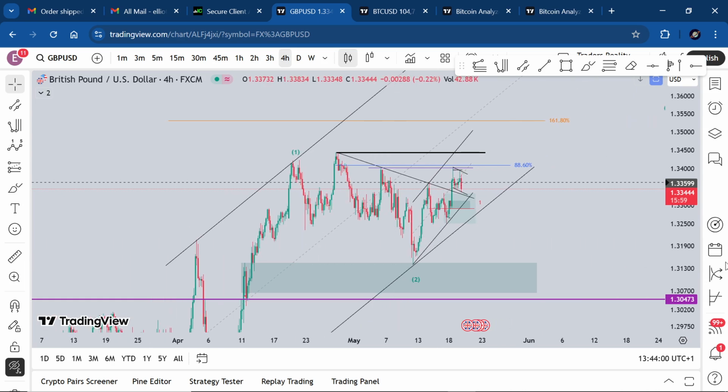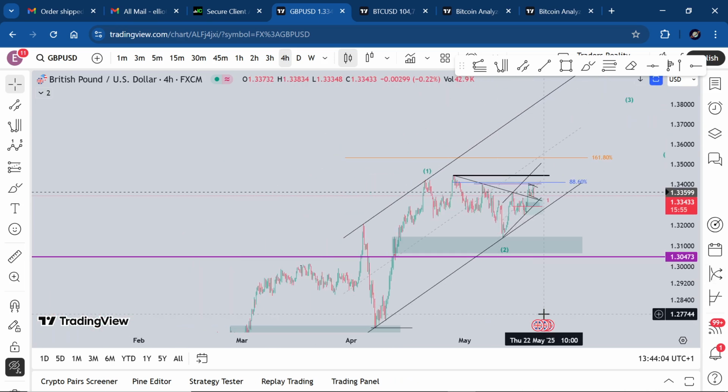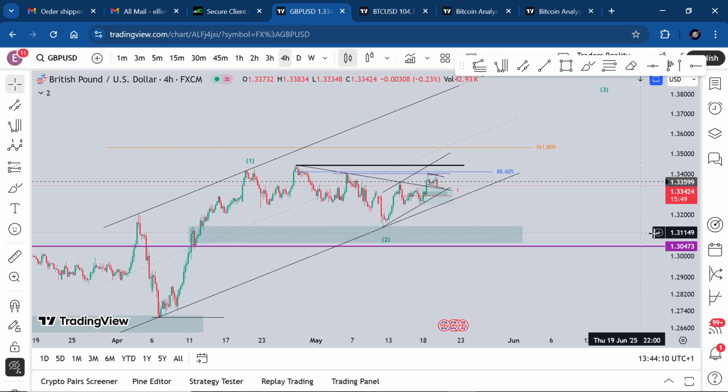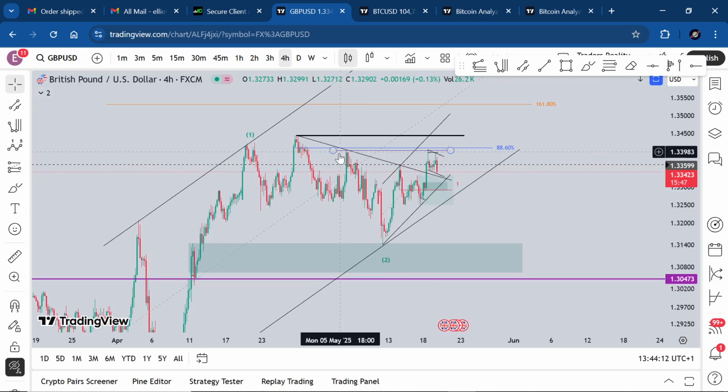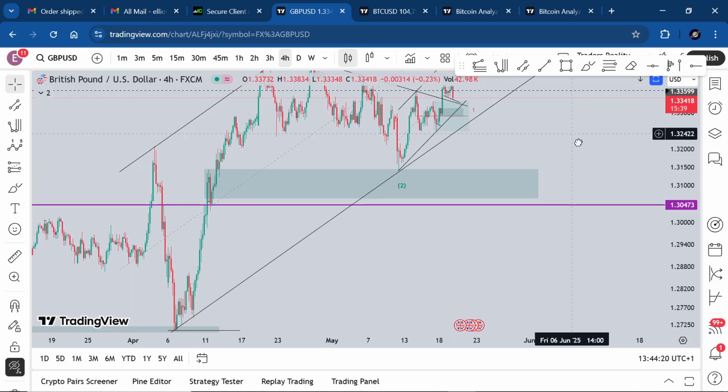Looking at GBP USD, okay? GBP USD has been tricky. I was looking for downside from around here. We got some downside, but I was expecting a retracement and a continuation lower, okay?